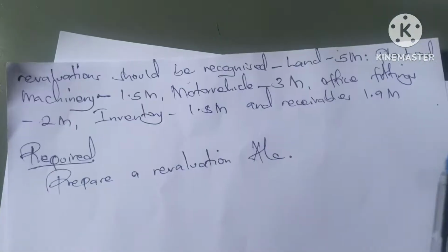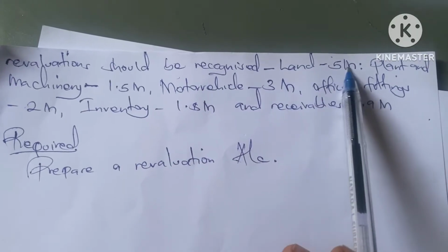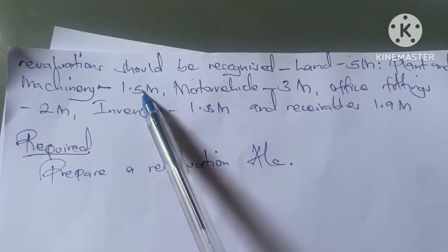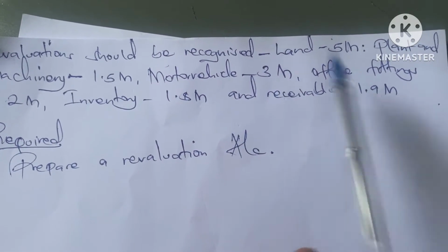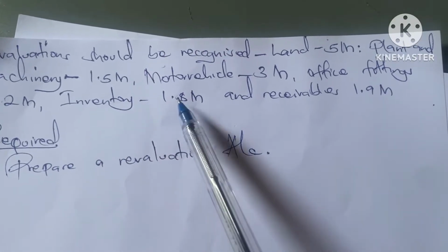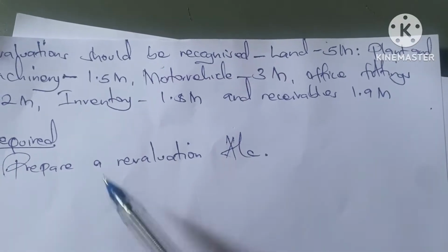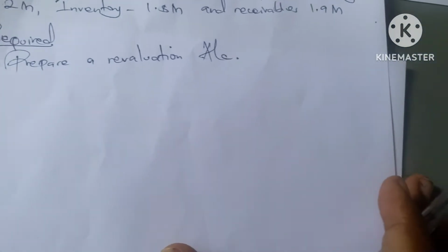revaluations. So land was revalued to 5M, plant and machinery was revalued to 1.5, motor vehicle was revalued to 3M, office fittings was valued to 2M, inventory was revalued to 1.8, receivables was revalued to 1.9. So they want us to prepare the revaluation account.